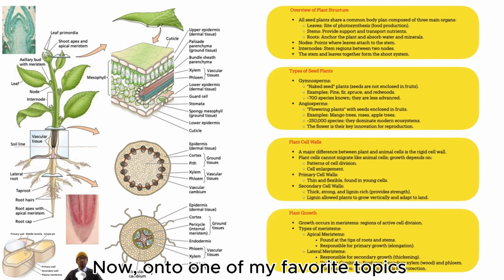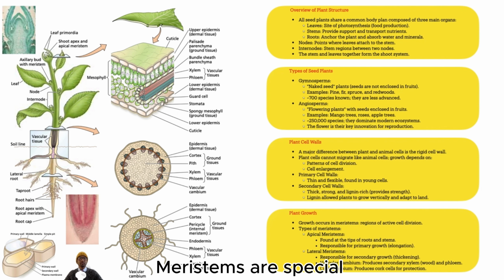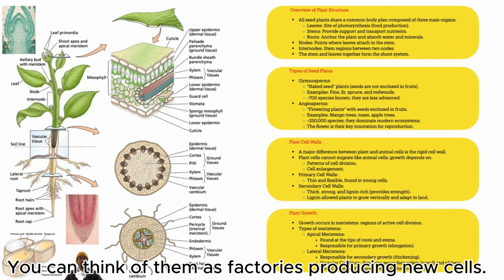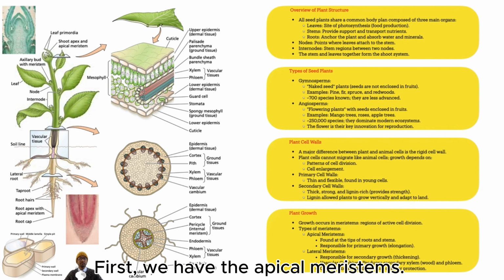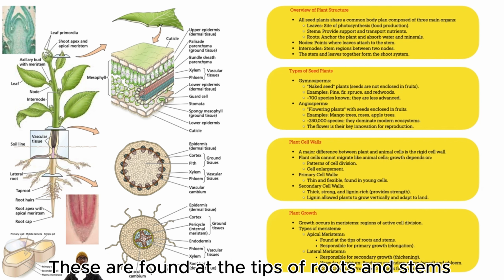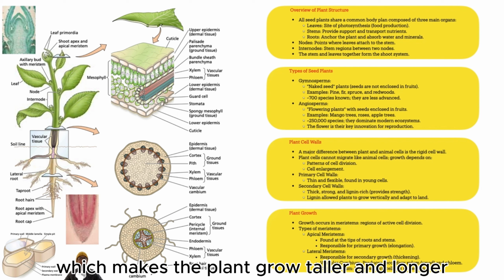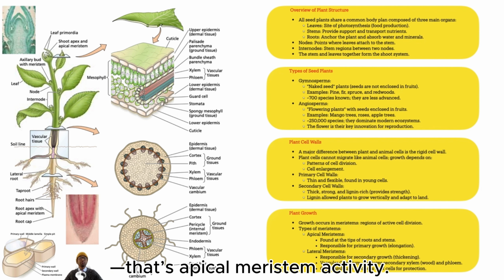Now, on to one of my favorite topics: plant growth and the role of meristems. Meristems are special regions in plants where cells actively divide. We can think of them as factories producing new cells. There are two main types of meristems. First, we have the apical meristem. These are found at the tips of the roots and stems and are responsible for primary growth, which makes the plant grow taller and longer. Picture the tip of a growing carrot root. That is apical meristem activity.